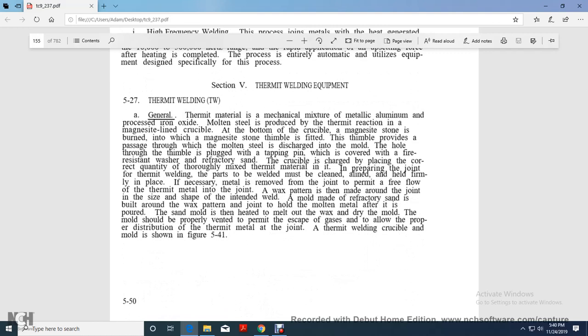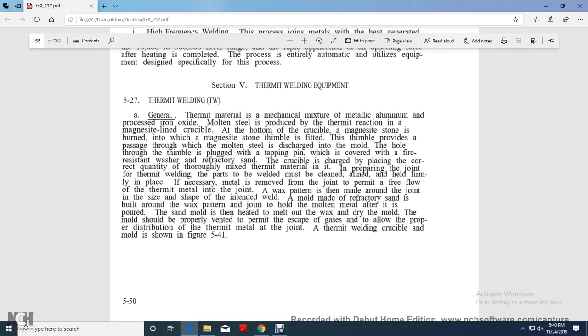Alright, Section 5, Thermite Welding Equipment. Thermite Welding, TW. General thermite is a mechanical mixture of metallic aluminum and iron oxide. Molten steel is produced with a thermite reaction in a magnesite-lined crucible. At the bottom of the crucible, a magnetite stone thimble is fitted. The thimble provides a passage for the molten steel to discharge into the mold. The hole through the thimble is plugged by a tapping pin, which is covered with a fire-resistant washer and refractory sand.